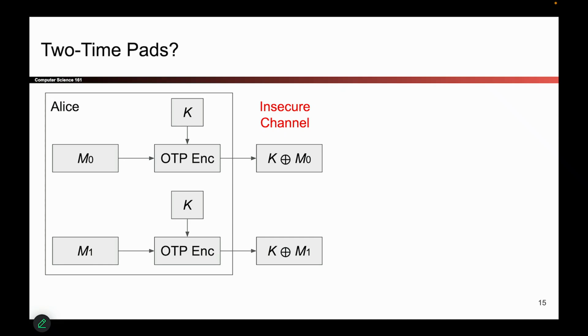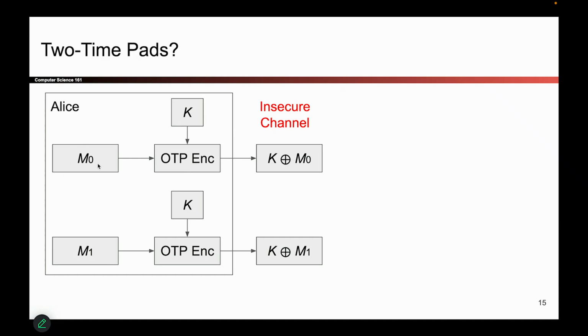So you might think, what if I'm lazy? What if I don't want to generate two separate keys to encrypt two separate messages? I'm going to be lazy and just reuse the same key that I was already using. If you do that, you run into something very dangerous. So let's see it pop up.